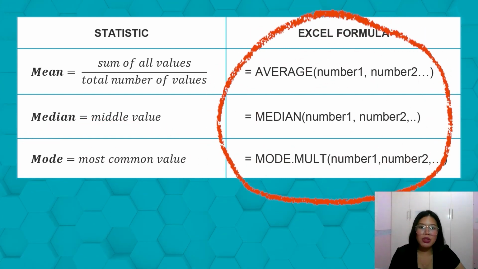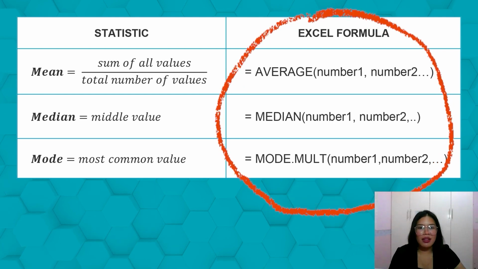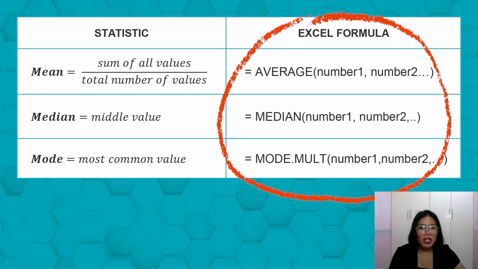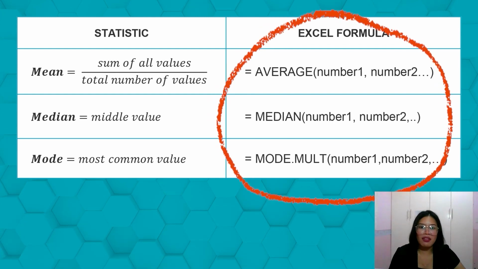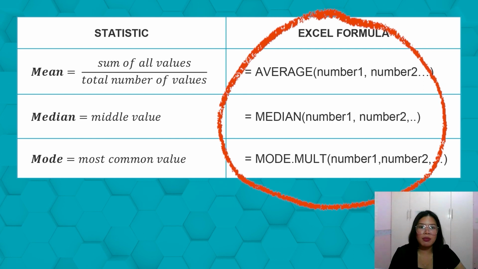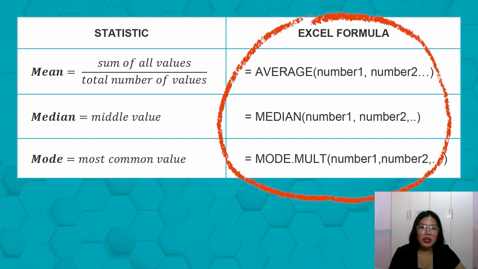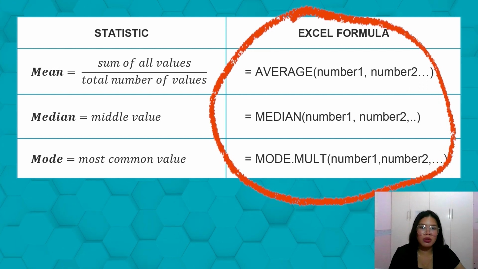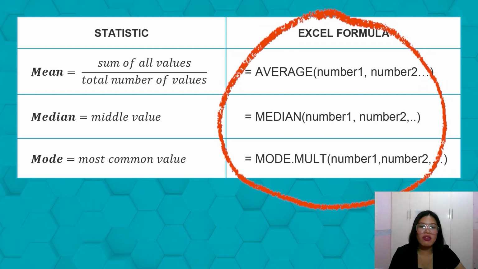For the mean, we use the AVERAGE function and set the range for which you want the mean or average. Similarly, for median, we use the MEDIAN function. And for mode, we use the MODE.MULT function, which will return the most repetitive values, not just the single value, in an array or range of numbers.